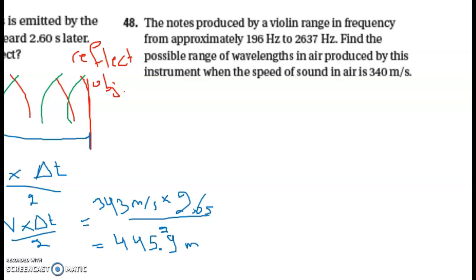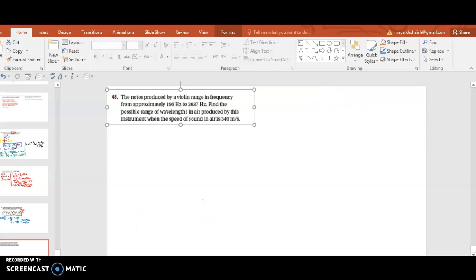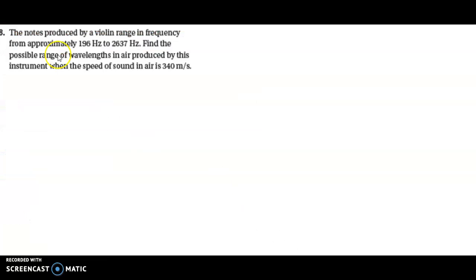Now the other one. The notes produced by a violin range in frequency from approximately 196 Hz to 2637 Hz. Find the possible range of wavelength in air produced by this instrument, knowing that the speed of sound in the air is 340 meters per second. As we said, the range of frequency is as follows. You have to find the range of wavelength. Here is a very important note: keep in mind that in the same medium, the frequency and the wavelength are inversely proportional.